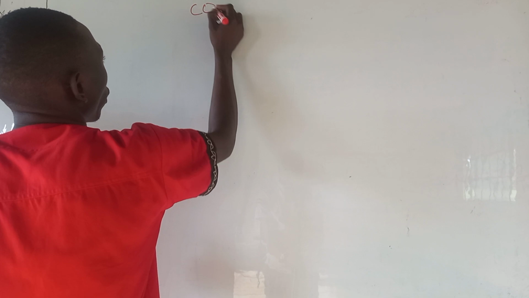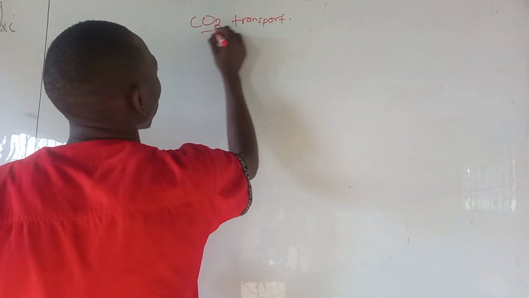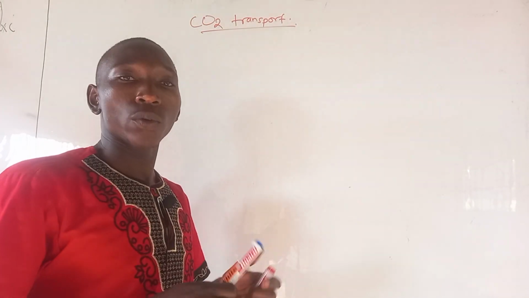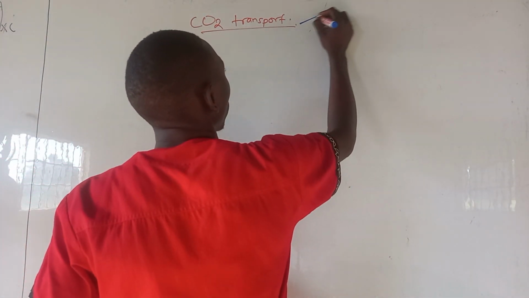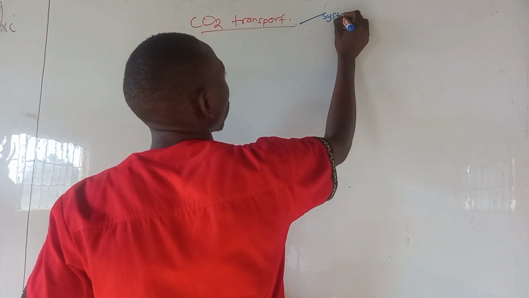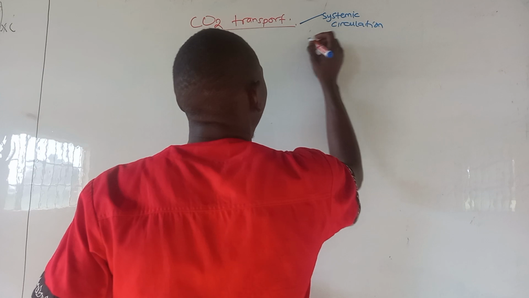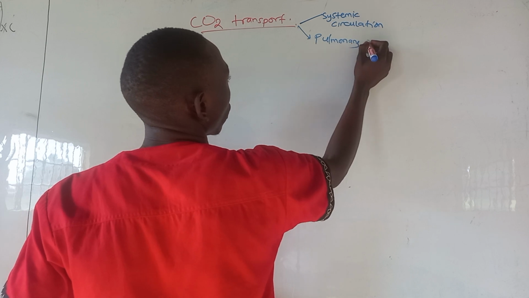Today, I need to look at the transport of carbon dioxide within the body. So, carbon dioxide transport. Carbon dioxide is transported within the body strictly using two forms of circulation. That is to say, it can either follow what we call systemic circulation, or it can follow the pulmonary circulation.